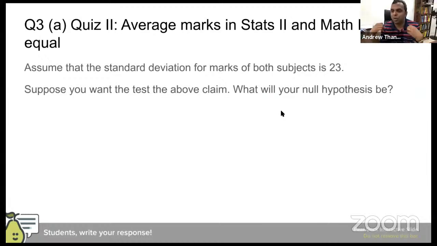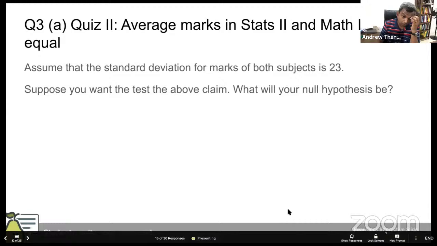Of course, you're now going to assume that the x is IID normal with mean mu1 and variance 23 squared. And y is also normal with mean mu2 and variance 23 squared. So where did all this come from? This is the standard setting, isn't it? In that setting, what will your null hypothesis be? So the claim is the average marks in Stats 2 and Maths 2 are equal. Usually in this kind of a testing framework, what will your null hypothesis be?